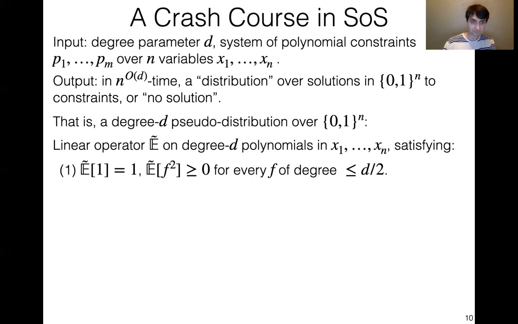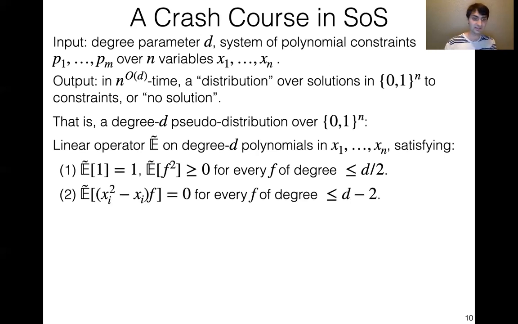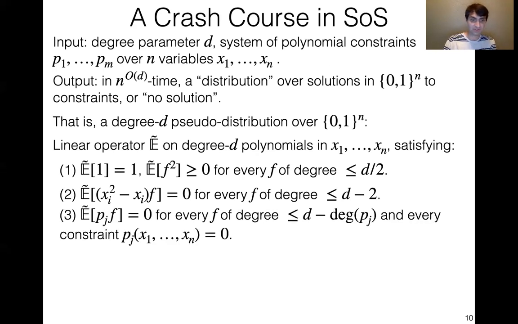And these properties I'm going to list should all be ones that feel very natural if you thought of this E tilde as an actual expectation over distributions over solutions to these constraints. So property 2 says that the pseudo expectation of (x_i squared minus x_i) times f is equal to 0, which should intuitively be a constraint that holds, because if you want x_i to be either 0 or 1, then x_i squared is equal to x_i. For constraint 3, it's a similar thing, just for the constraint p_j equals 0.